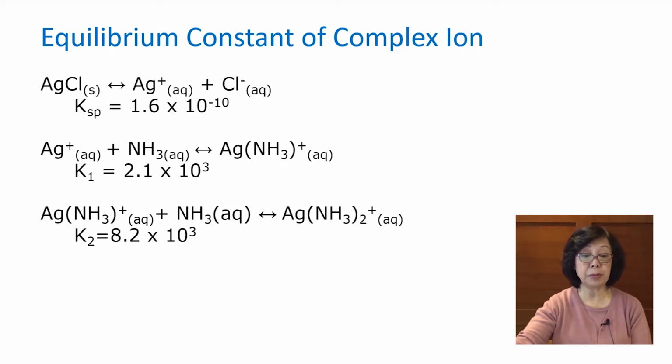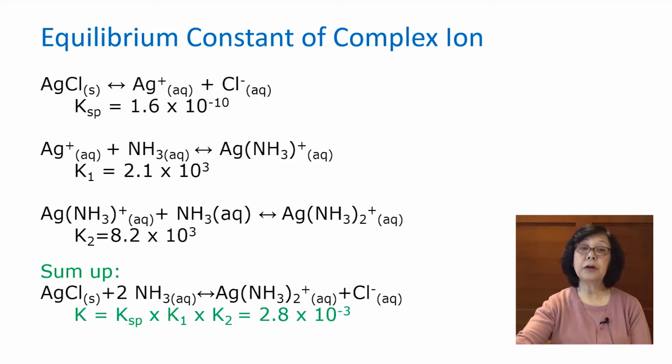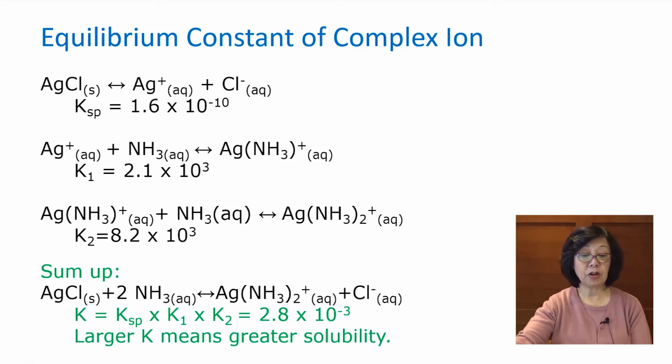So when we add up the equation of the 3 together, we have the following equation: silver chloride and 2 moles of ammonia to form the complex ion and chloride ion. Now what do we do in terms of the K values? The overall K will be the product of 3 K values. When we multiply them together, we get 2.8 times 10 to the minus 3. Large K meaning greater solubility.